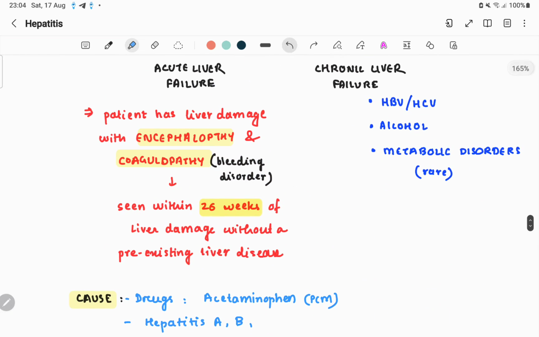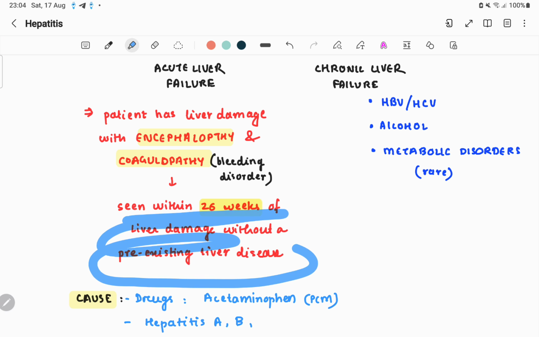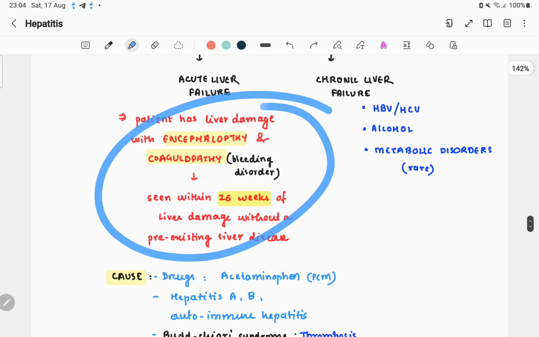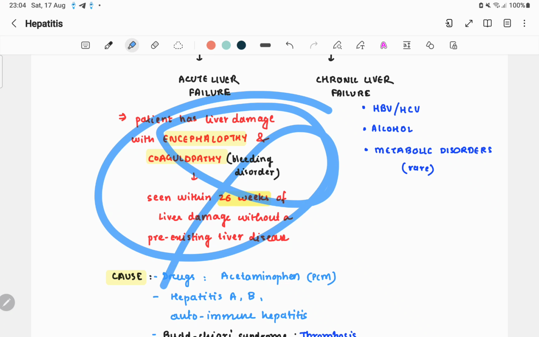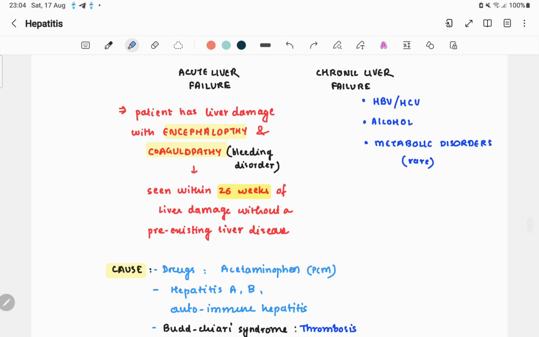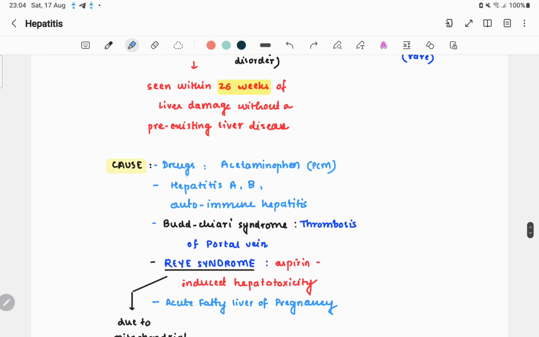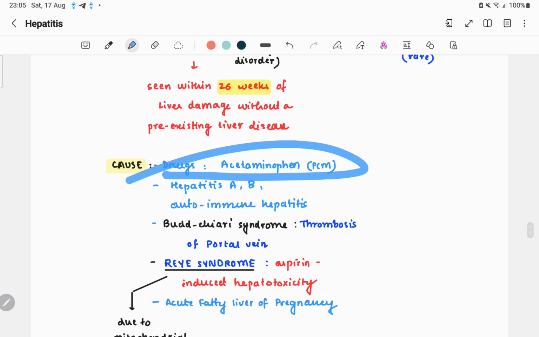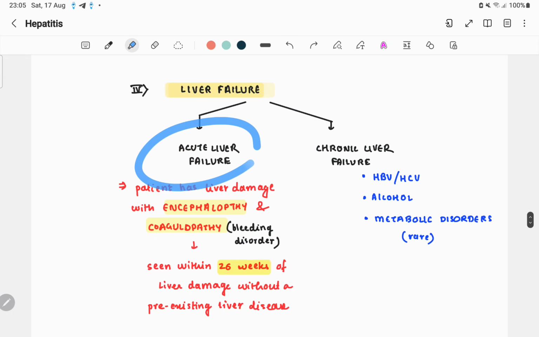Encephalopathy and coagulopathy are seen within 26 weeks of liver damage without a pre-existing liver condition. There is no pre-existing liver condition. The person will show liver damage within 26 weeks. The patient will present with encephalopathy and coagulopathy, that is bleeding disorders. What are the causes? Drugs like acetaminophen, that is paracetamol. Paracetamol causes acute liver failure.